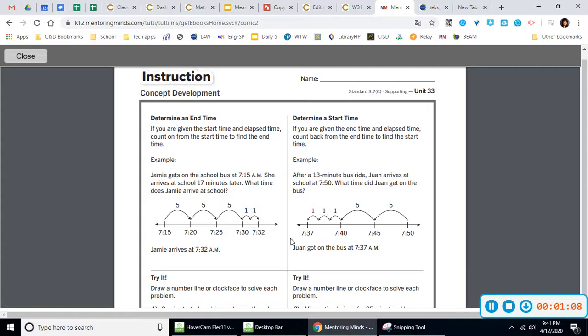Okay, so that is what we are trying to accomplish here: determine an end time in this first part. If you are given the start time and the elapsed time, how much time has passed, you're going to count on from the start time to find an end time. So here's our example. Jamie gets on the school bus at 7:15 a.m. She arrives at school 17 minutes later. What time does Jamie arrive at school?